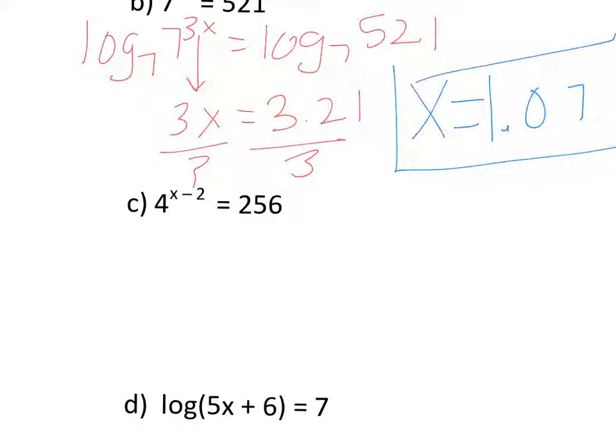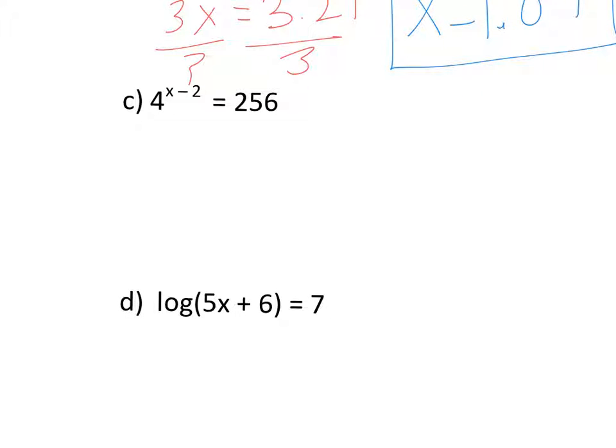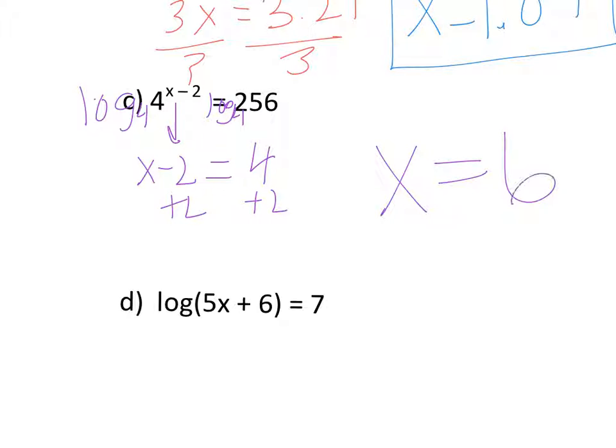And again, my base is already by itself. So I have to do log base 4 on both sides of my equation. Log base 4 over here, log base 4 over here. This comes down, so I have x minus 2 is equal to log base 4 of 4. Add 2 to both sides of the equation, I get x is equal to 6.